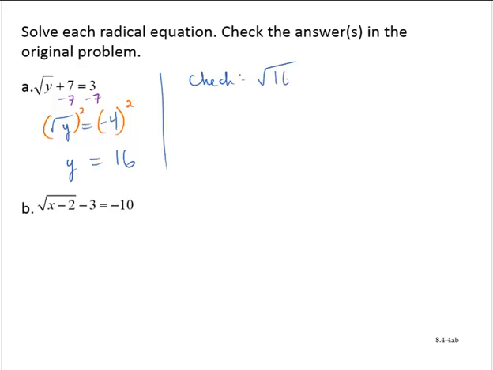Is the square root of 16 plus 7 equal to 3? Well, the square root of 16 is 4, and 4 plus 7 is 11. And 11 is not equal to 3. So y equals 16 is not a solution of this equation. So y equals 16 is an extraneous solution.